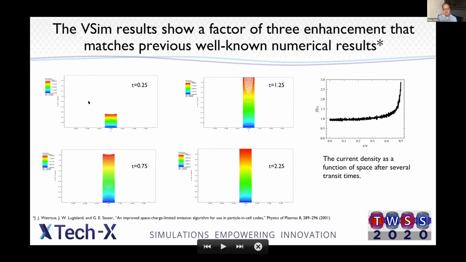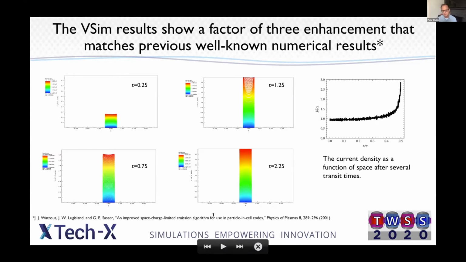If you take a line out of the current density spatially, so the x-axis now here is space, I started in the middle. 0 is actually the middle of the emission region to the edge. And you look at what the current density is doing. Well, in the middle, it's the Child linear value. That's what we saw on the previous slide. But on the edges, it's increased quite a bit. So you can get a factor of 3 enhancement on the edges. And that factor of 3 enhancement is what people have seen previously.